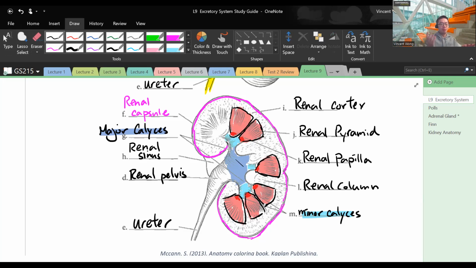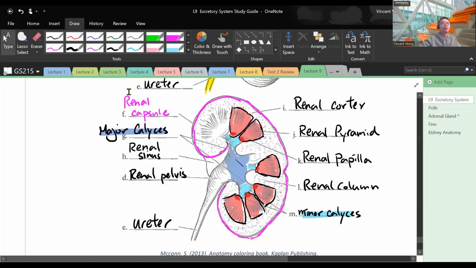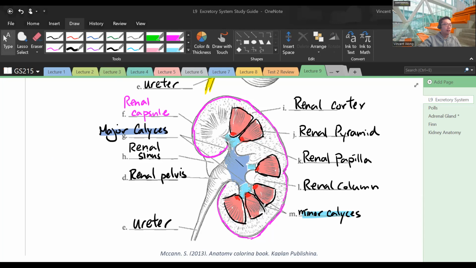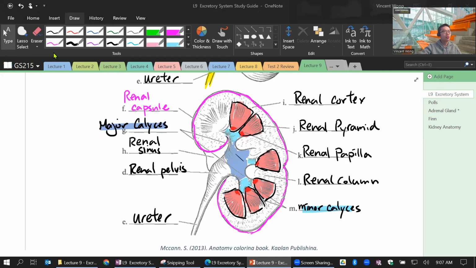Okay, great. Right, we've drawn it together, we labeled it together. Now I think you have a pretty good picture of what the kidney looks like, right? Okay, hopefully. Any questions before we move on? Okay. Fear not, we are going to have more drawings later. But now let's go back to our PowerPoint and just go through it one more time.